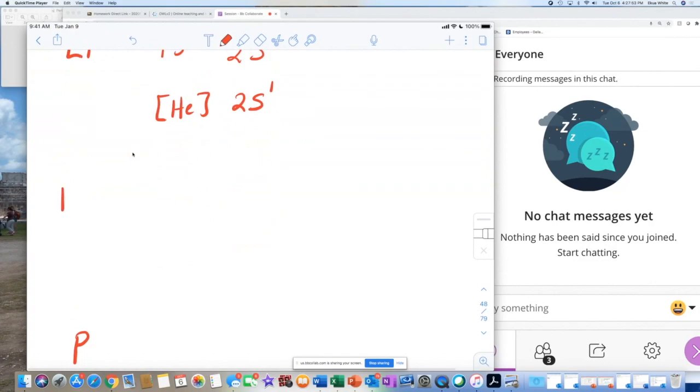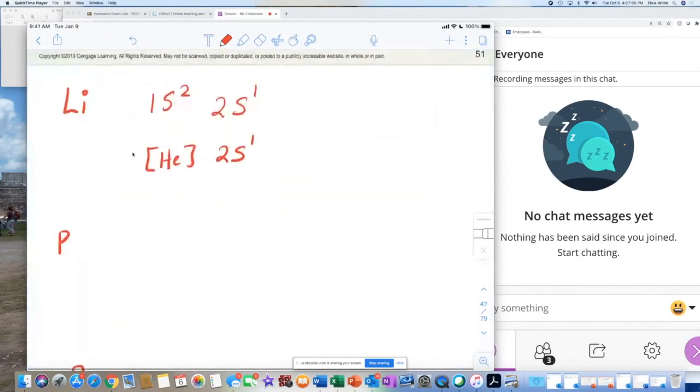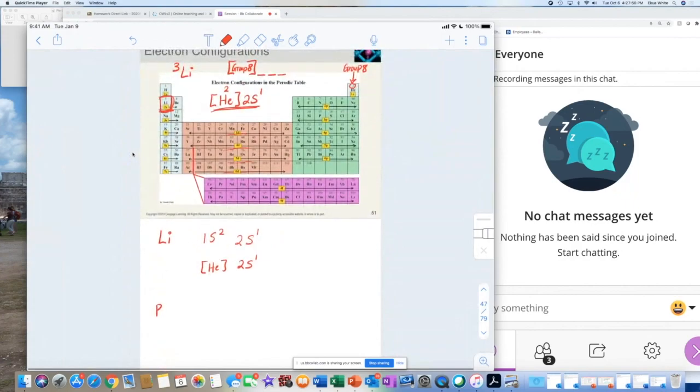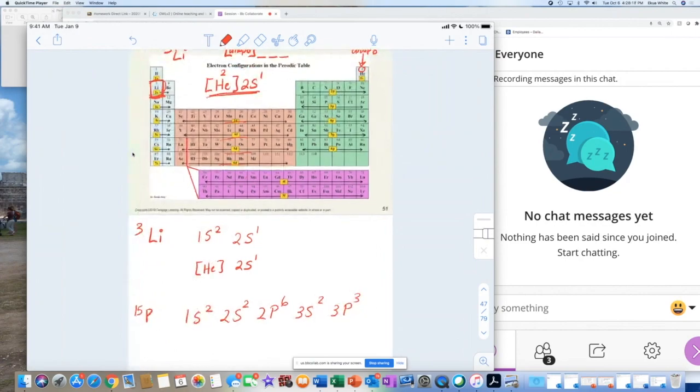The next one is phosphorus. I write phosphorus right here. Let me write the longhand for phosphorus real quick. Phosphorus has 15 electrons. So we have 1s2, 2s2, 2p6, 3s2, 3p3. Okay, so we already did this before.